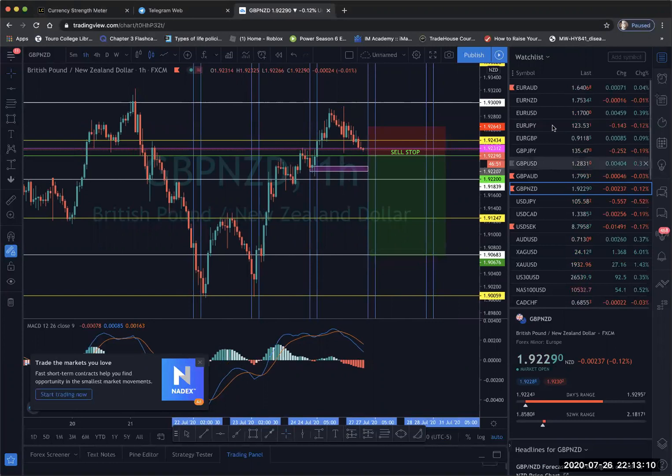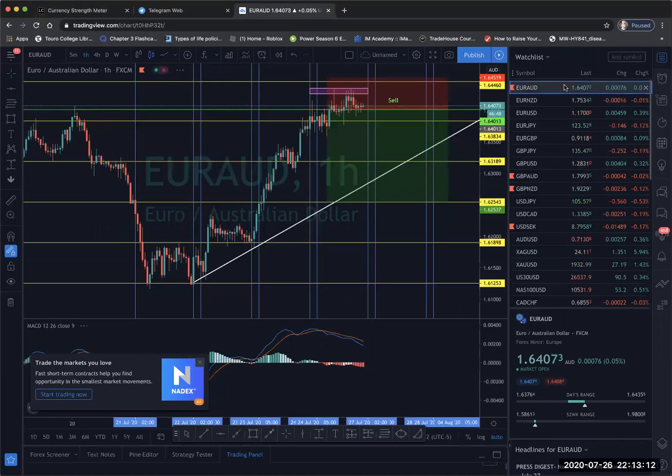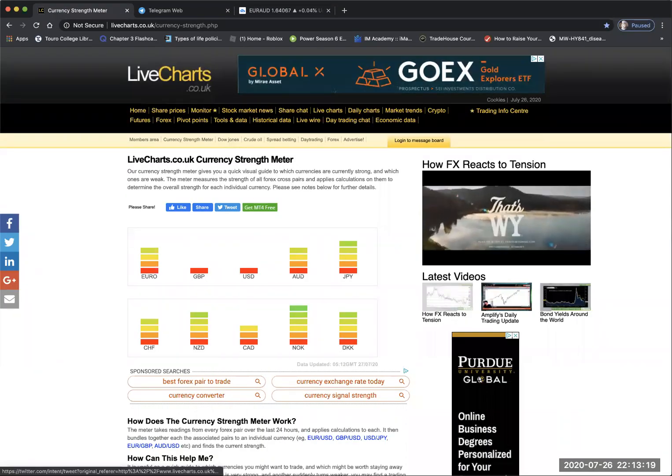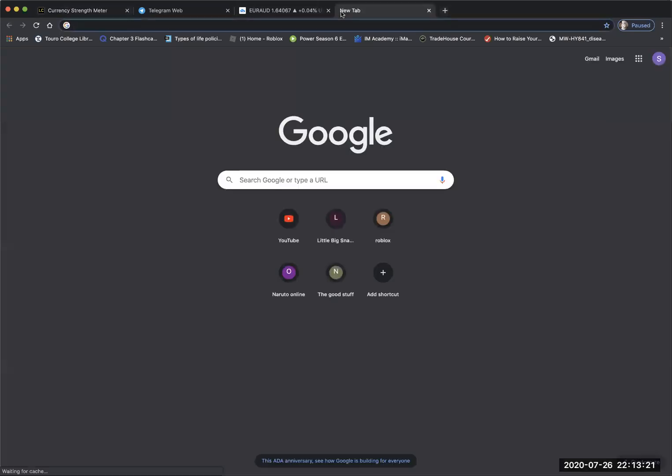Oh. And other than that, let me go ahead and check. Again, this is the same thing for this pair, Euro AUD. Right now, both of them have the same momentum, but Euro has news coming out. So let me show you this real quick.